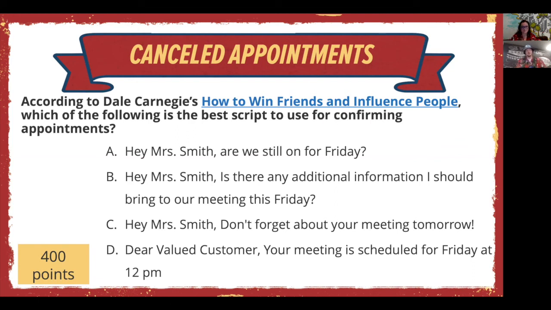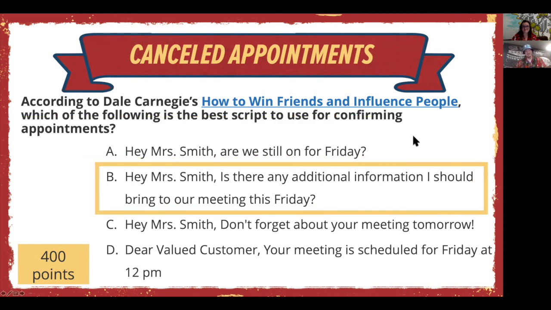This one stumped a lot of people on the first webinar, but you guys got it. It's B. Hey, Ms. Smith, is there any additional information I should be bringing to our meeting this Friday? So the strategy behind this is that when it comes to confirming meetings, a great way to reduce your amount of cancellations is to first show that you value that person's time and that you want to do everything you can to offer them a good experience. It's hard for people to turn that down.